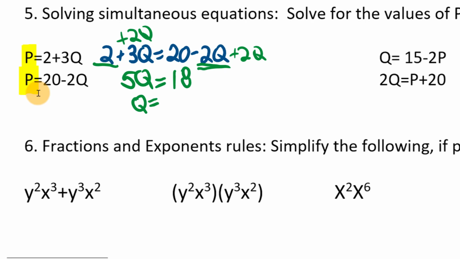Most of the time in this class, it's going to be a little more convenient to represent things as a decimal instead of as a fraction like 18 over 5. So go ahead and do 18 divided by 5 on your calculator. See what you get. Looks like we get 3.6.